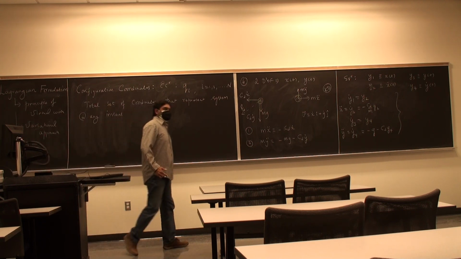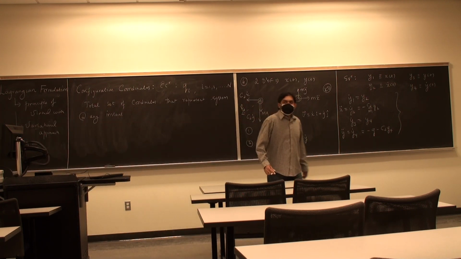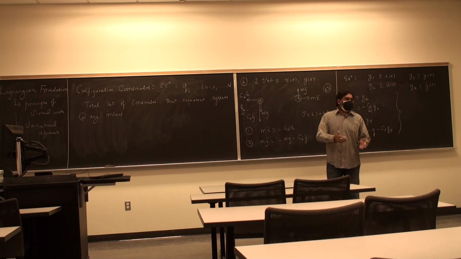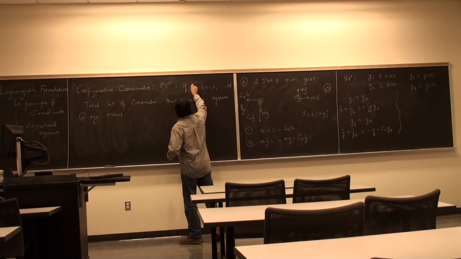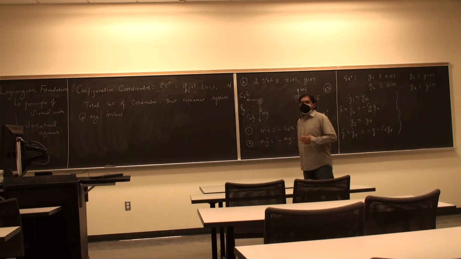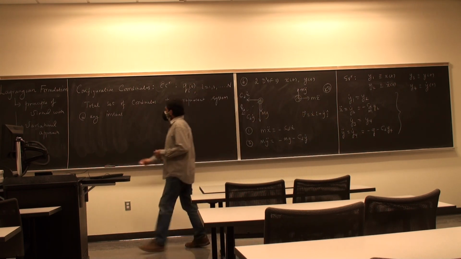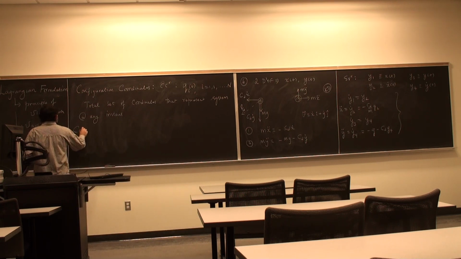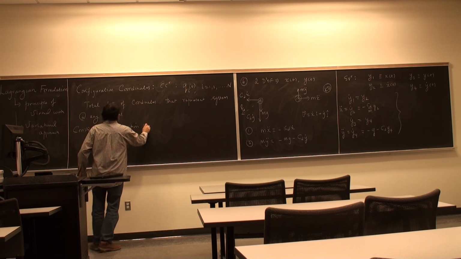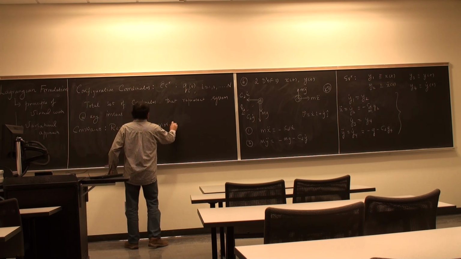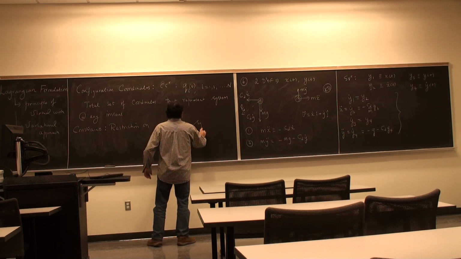Previously, we would have called them x of t, y of t, and z of t. I'm now going to be calling them q1 of t, q2 of t, and q3 of t. No difference. These are all functions of time. Then constraints. We have visited this idea many times. Constraints. These are restrictions on the motion of the body, the motion of the system.